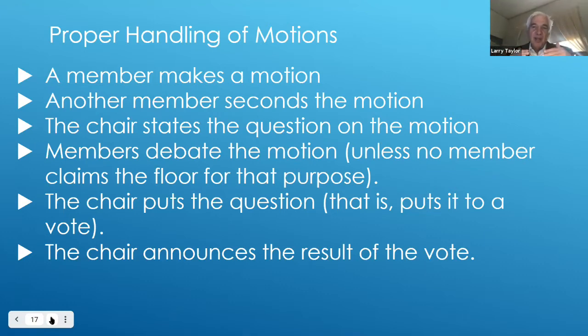And then the next step is that the members debate the motion. So some people can say, yeah, this is a great idea, or no, this is a really bad idea, and this is why we shouldn't do it. Because the whole concept of debate is that you air your differences and then people make an informed vote at the end of the debate.